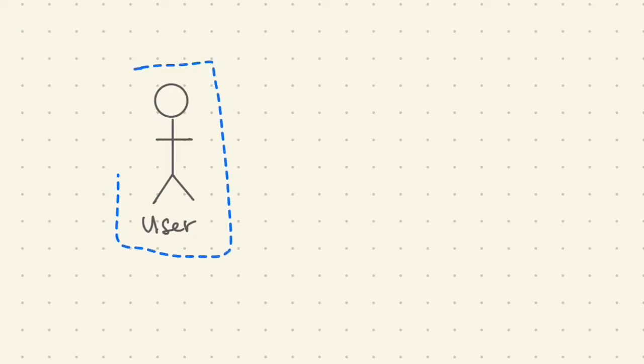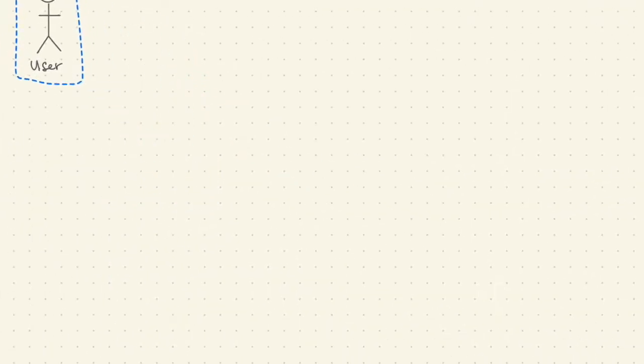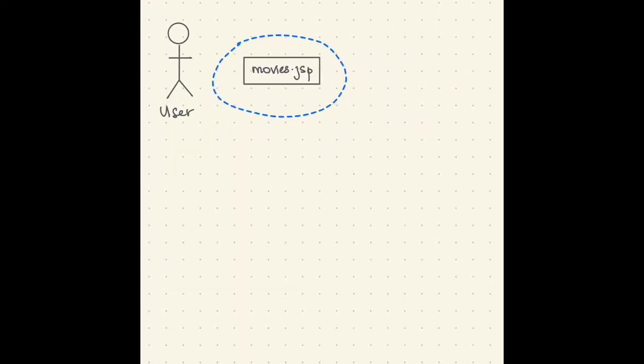To do this, first we draw the actor that represents the user of this application. Then we place the actor at the top of the diagram. The actor will interact with movies.jsp, so we draw an object of movies.jsp and place it beside the actor.